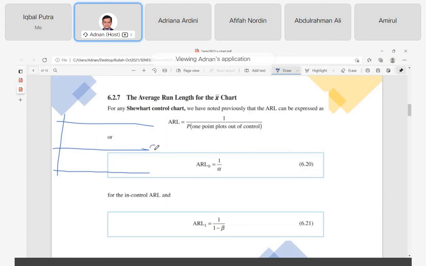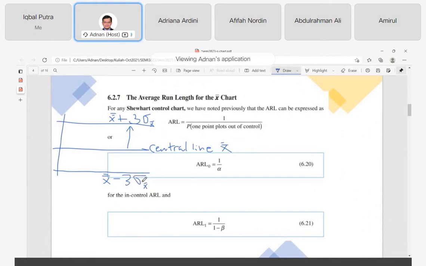You have a central line. For the X bar chart, it will be X double bar. So on this side, you're going to have X double bar, which is the center line. Meaning that the upper limit will be X double bar plus 3 sigma X bar. On the bottom part, it is X double bar minus 3 sigma X bar.